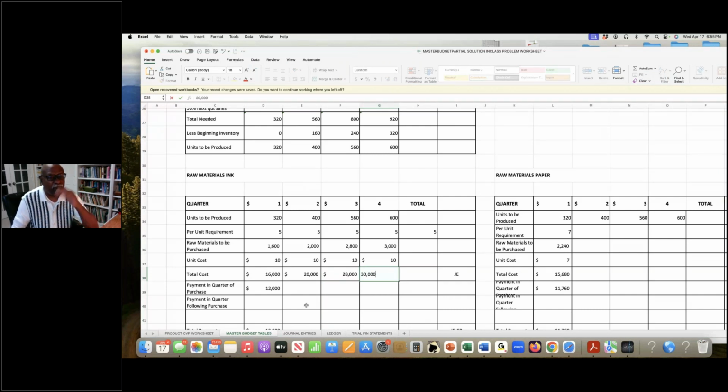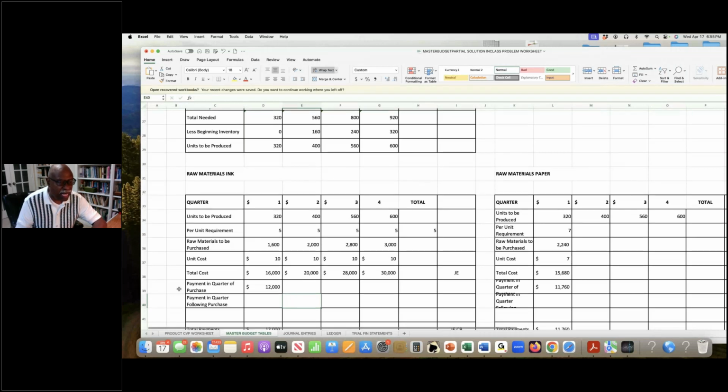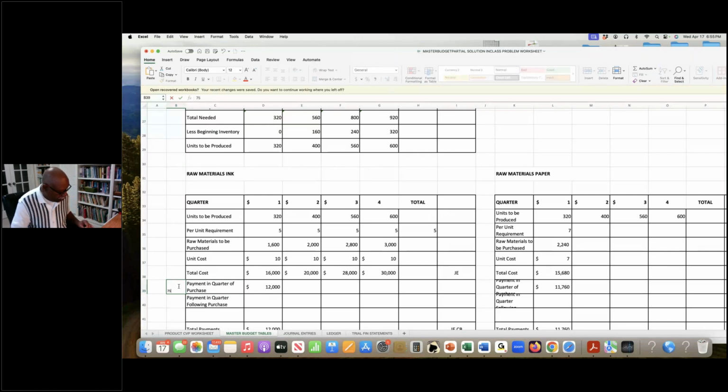All we did, we got our quantity. We multiplied it by the per unit requirement, got the raw materials to be purchased. Our unit cost was 10, so we bought 16,000. Now our assumption is that we pay 75% in the quarter of purchase, and 25% in the quarter after purchase.